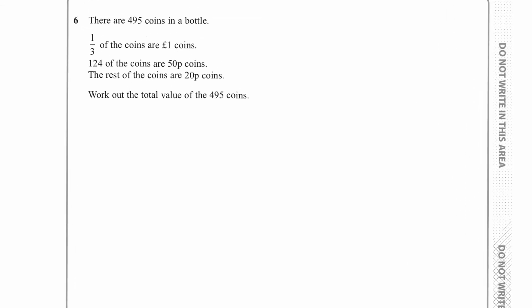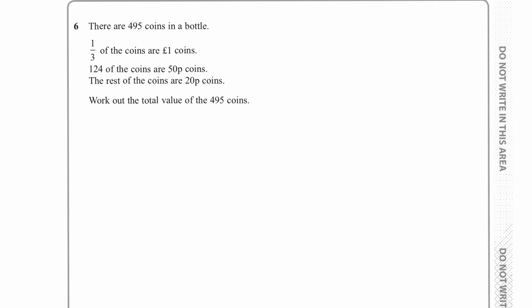Okay, so going on to question 6. Question 6, we are dealing with working out. So we've got 495 coins. A third of the coins are a pound, 124 of the coins are 50p, and the rest of them are 20p. We need to work out the total value of the 495 coins. Where it confuses people is the numbers here are telling you how many of those coins you have. Total value means the total amount of money you have. So for instance, if I have two £1 coins, my total value is £2.